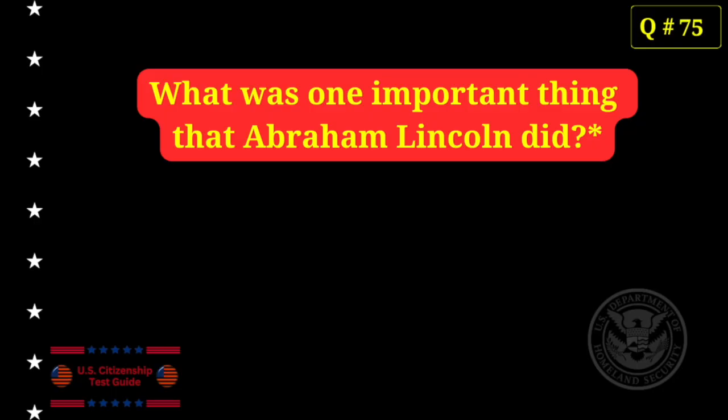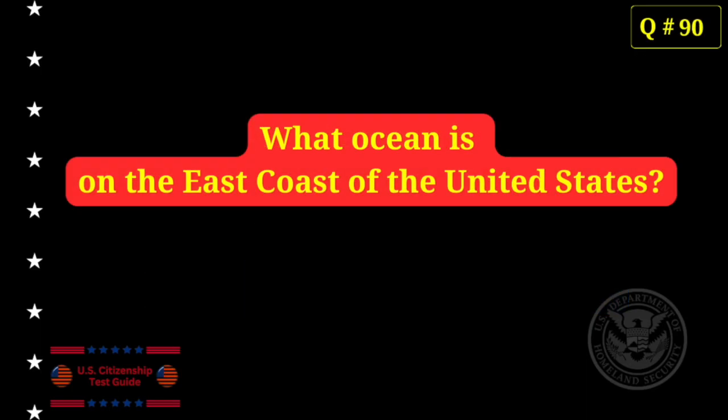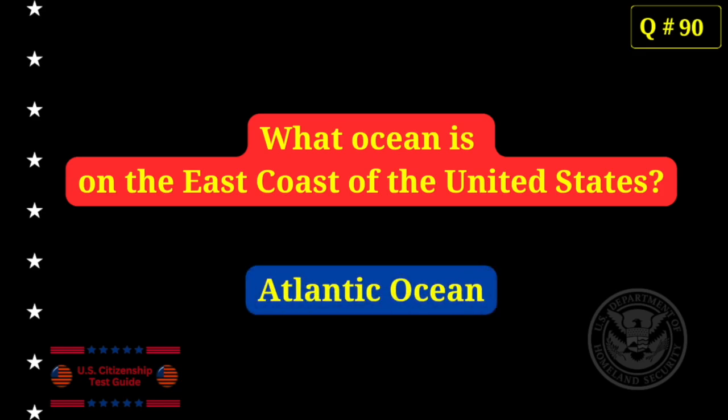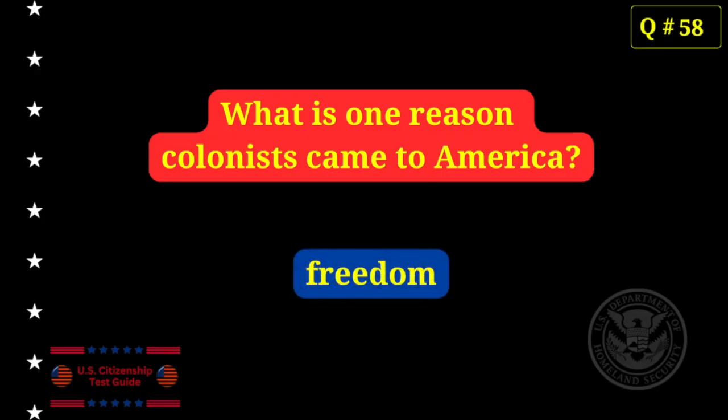What was one important thing that Abraham Lincoln did? Freed the slaves. What ocean is on the east coast of the United States? Atlantic Ocean. What is one reason colonists came to America? Freedom.